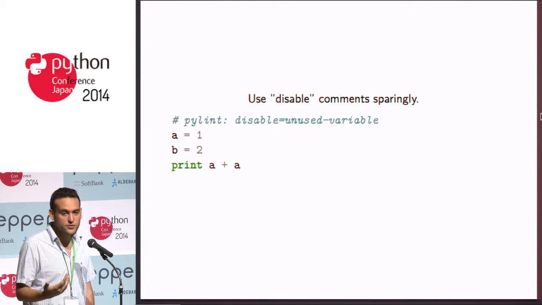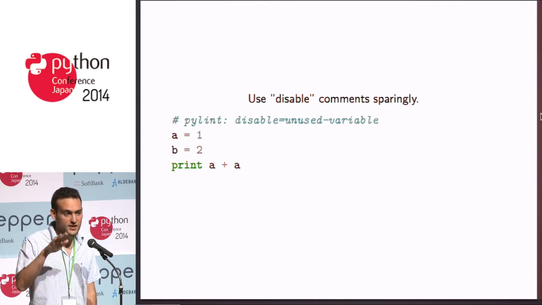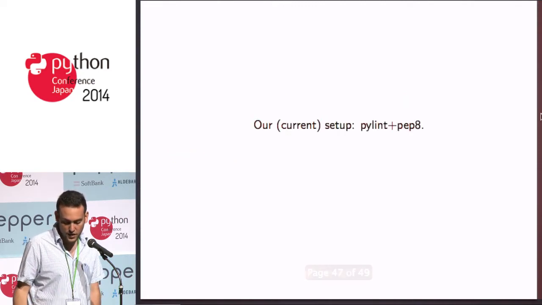But we recommend using them very sparingly, because if you start using it everywhere, it tends to litter your code a lot. And if you find that you're disabling a warning too often, then maybe it makes sense for that project to ignore this type of warning rather than have a lot of useless comments in the code.